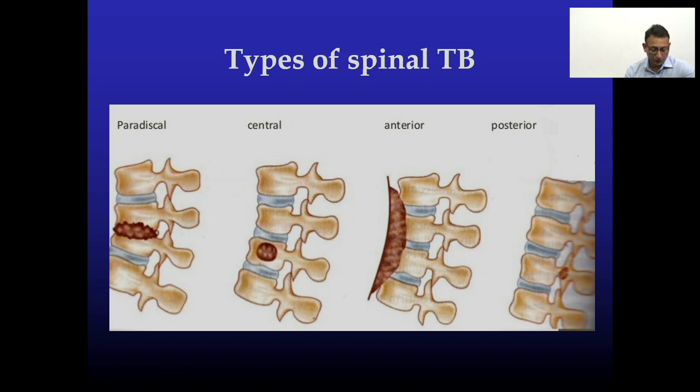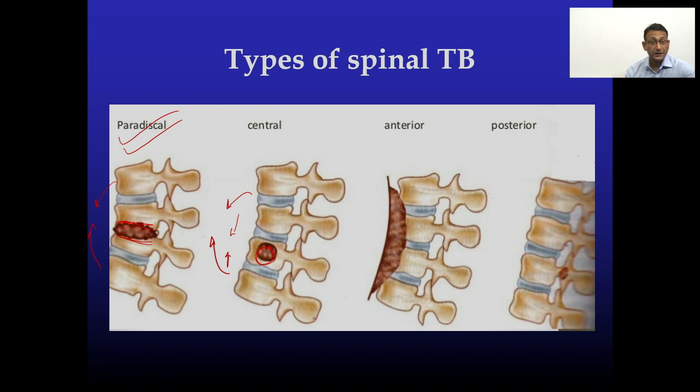Out of these, the most common type is paradiscal type, where half of the vertebral body above, half of the vertebral body below, and the whole disc gets involved. So, when this kind of lesion happens, there will be collapse of the vertebral body, and that will lead to kyphosis. Okay. Another type is central, which happens in the center of the vertebral body. If this vertebral body also collapses, that will also lead to kyphosis, not lordosis.